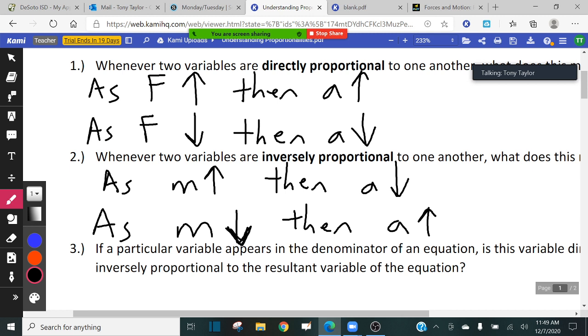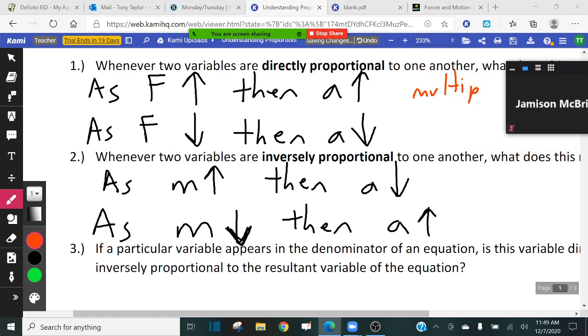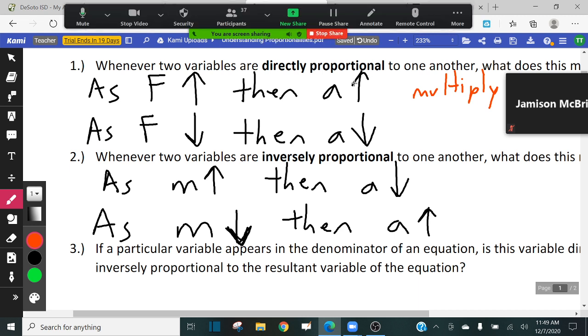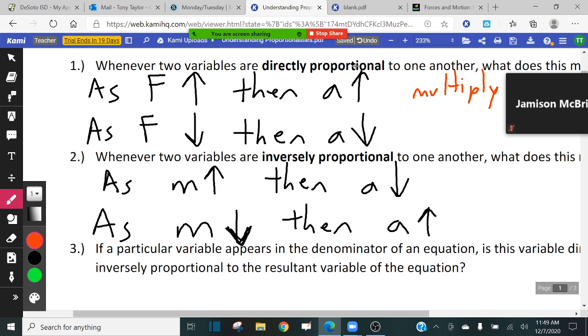And by the way, let me just let you guys know that whenever we're working on our examples below, just so you're clear here, if you have a question that involves this situation right here, then that means we're going to multiply in order to get our answer. And the reason why we multiply is because acceleration is increasing. So in other words, as force doubles, acceleration has to double. As force triples, acceleration has to triple. As force quadruples, acceleration has to quadruple, and so on. So here we multiply.